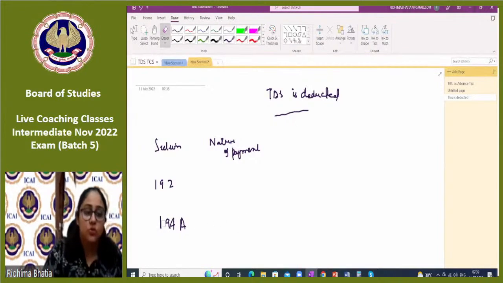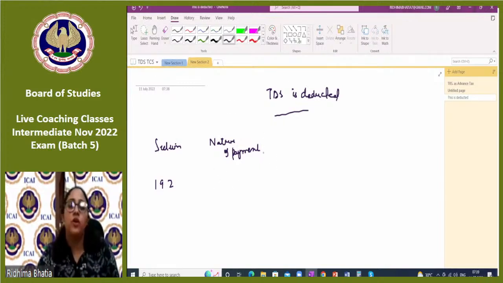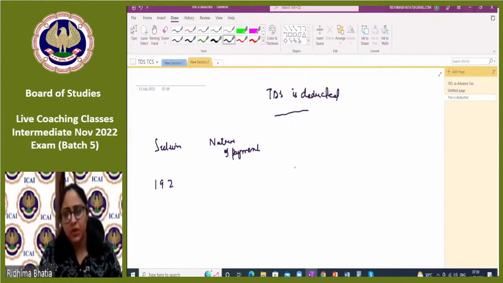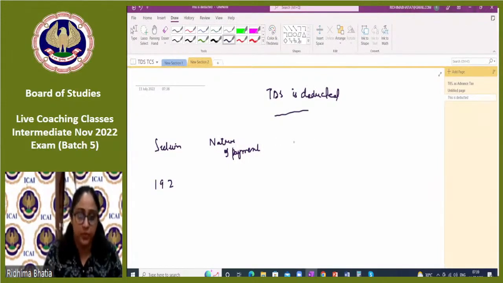Okay? So this is your homework also, and otherwise also. What you have to do is take a double paper, make the column first would be section. This is there in your module also, but I want you to self-do it. Okay? Section, nature of payment. Who is the deductor? Obviously, the payer. Who is the deductee?